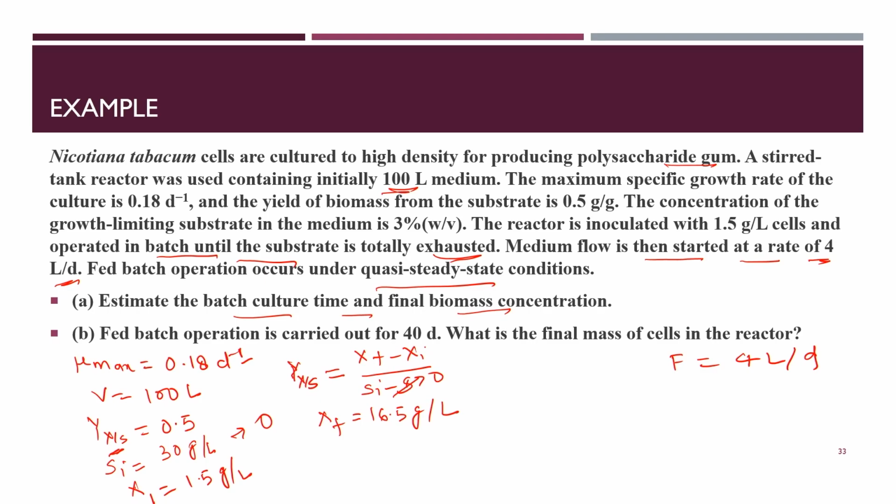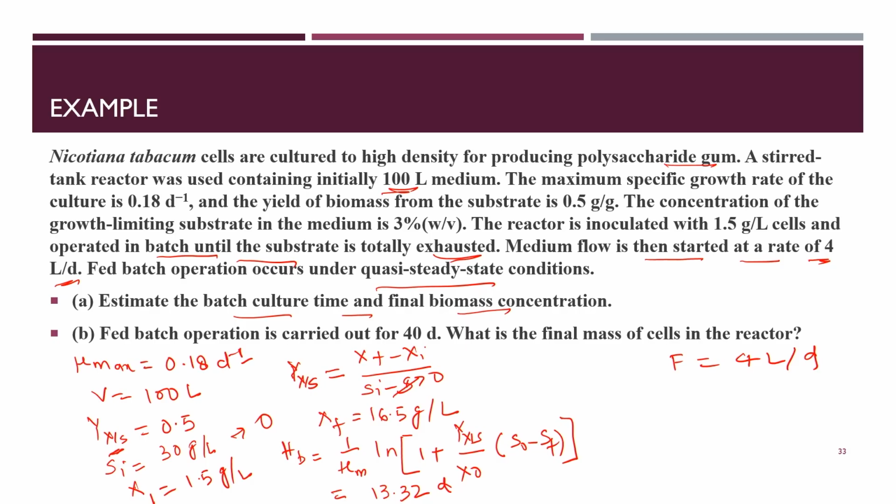Now, the next question is to calculate the batch time. For calculating the batch time, if you remember the equation, T_B for batch is 1 upon mu max ln of 1 plus Y x upon s into S naught minus SF divided by x naught. All the parameters are given here. If you put in these values, you will get the batch time as 13.32 days.